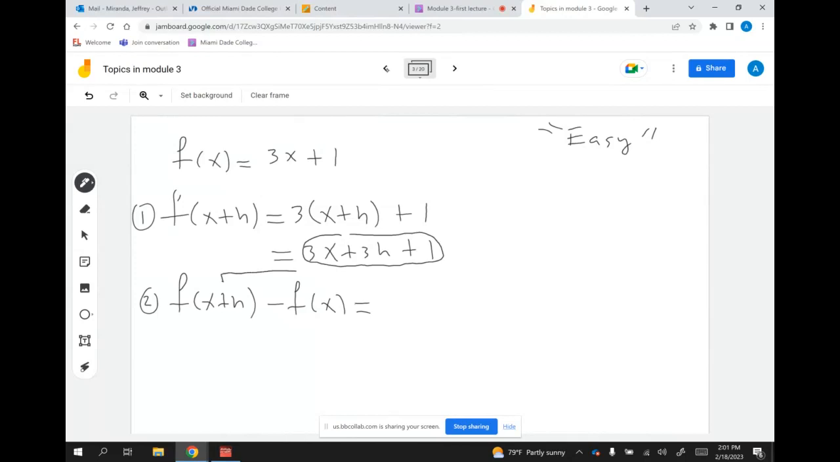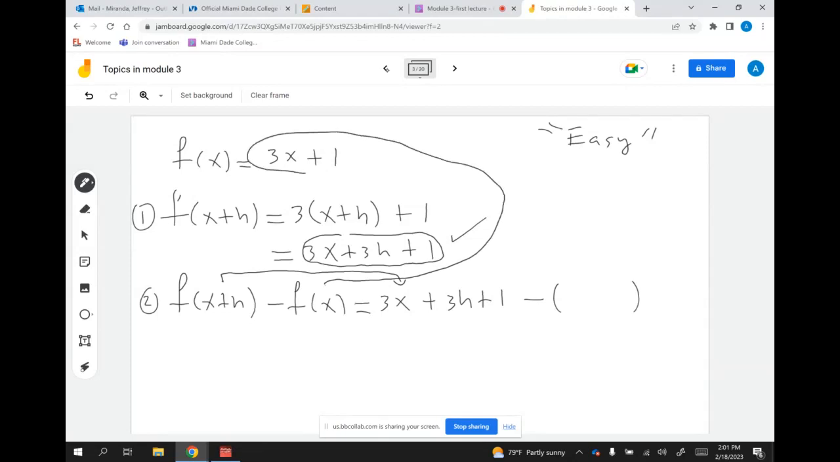So this part, I'm just going to rewrite it. Same thing that I have above, I'm just going to rewrite it here. 3x plus 3h. I'm sorry about that. It's a little bit messy. Let me see here. Plus 3h plus 1. That's what I did first. Okay, that came from here, minus f of x. Now I'm going to open up parentheses. And what is my f of x? Well, my f of x is this one. This is my f of x. So I'm going to write it here.